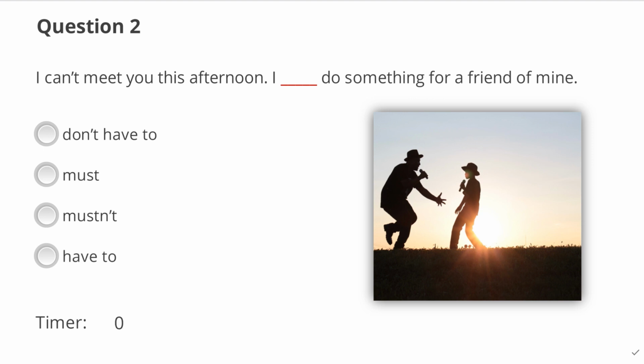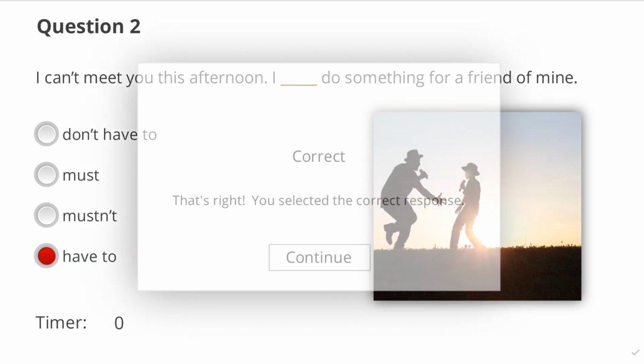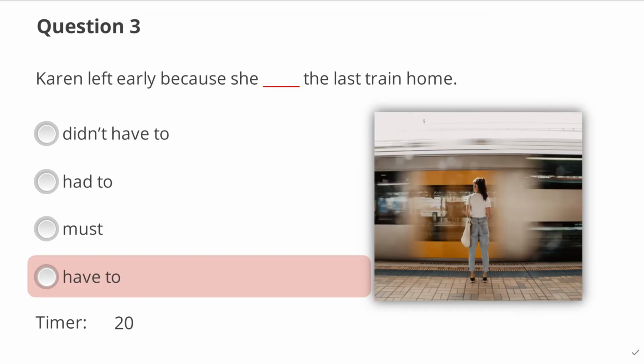So the most appropriate one here would be have to, because it is something you need to do for someone else. So in a way it's an external obligation. Let's go and check that button. It's correct. Let's move on to question 3.